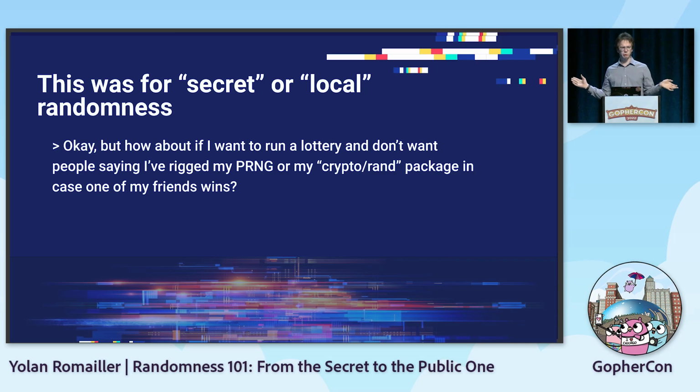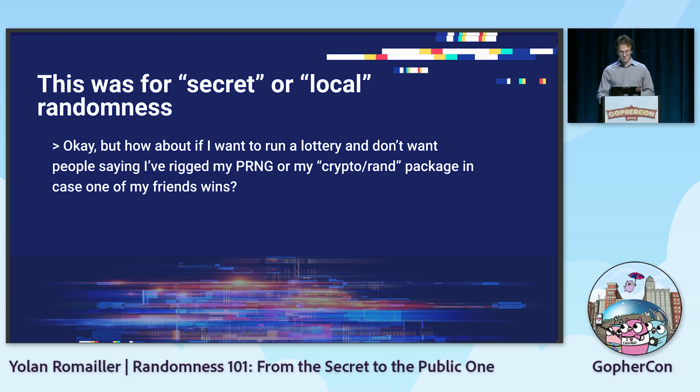So that's for secret randomness. Great. We've seen how it works now. How about public or verifiable randomness? Strange things we've seen in the beginning, like if I want to do a lottery, how do I do it? The answer is there is no easy answer to that question.